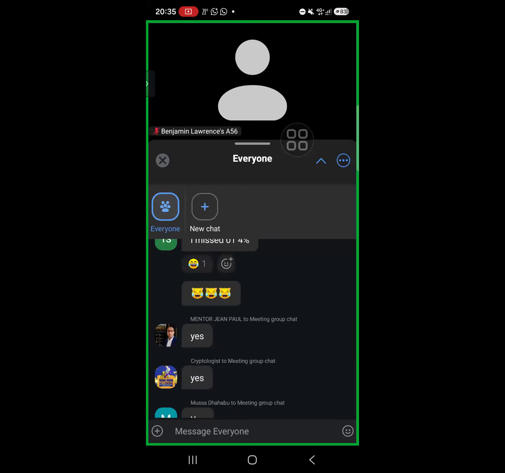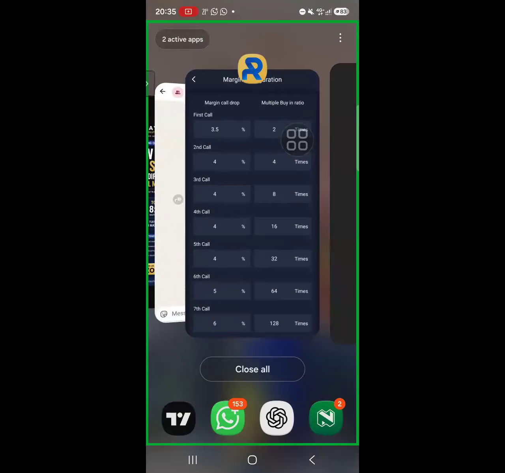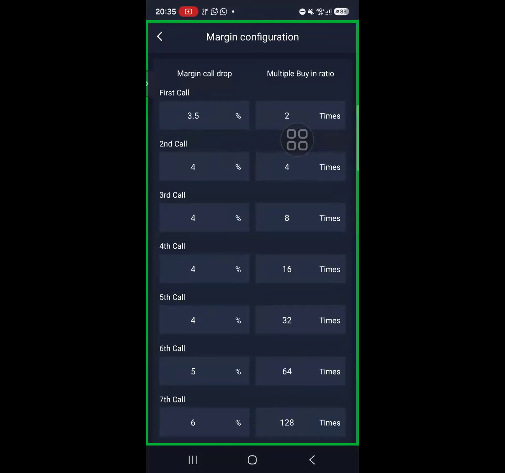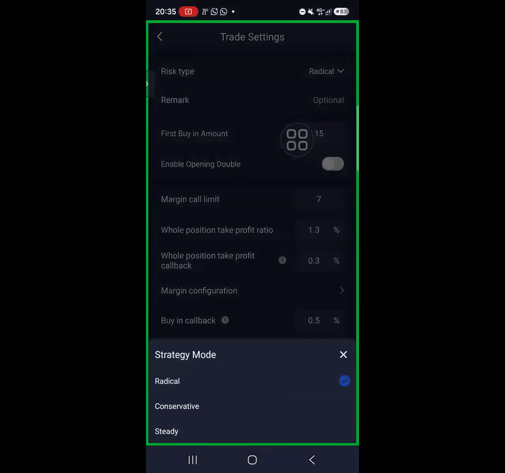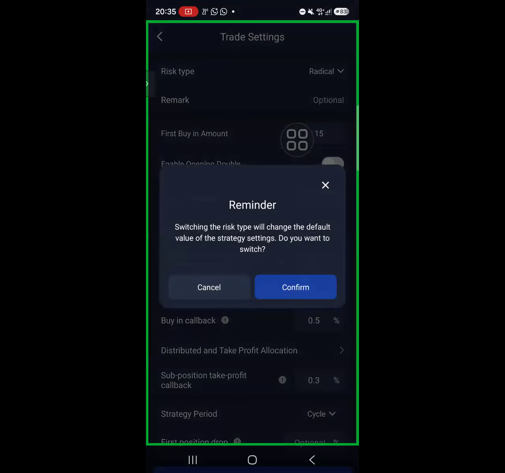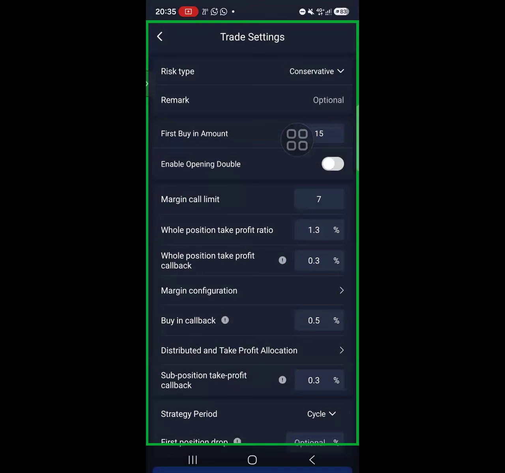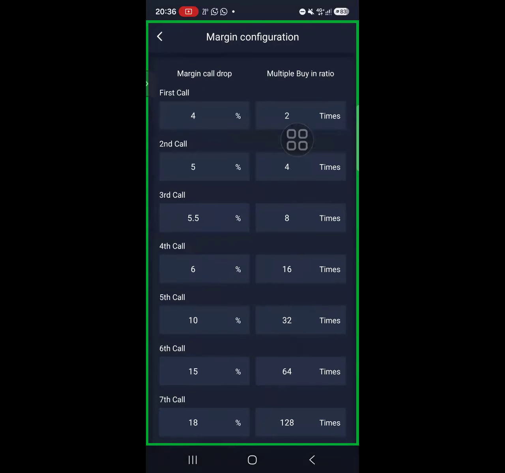Okay, all right. So let's go to the other risk type. Let's save here, and then we change from radical to conservative. Conservative is for those who are afraid of floating loss too much, those who say my money, my money, my money. Conservative is better for them.